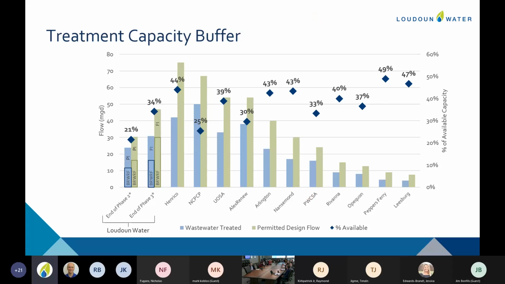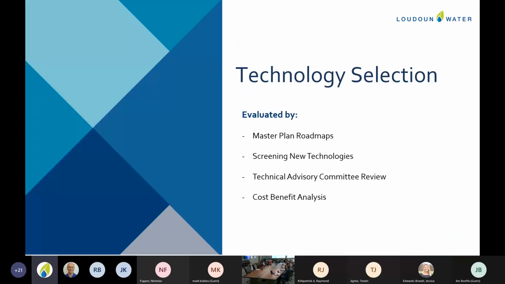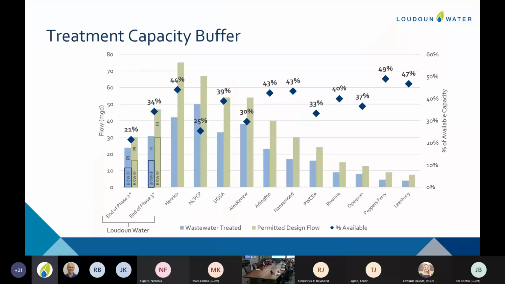But if we look at who they are, Richmond, UOSA, Prince William Service Authority, we're looking at the highest potential of growth and right now are sitting with the lowest buffer, right? So due to our growth, this buffer is necessary and really gets us up to where we should be compared to other utilities, with extra capacity to deal with uncertainties.